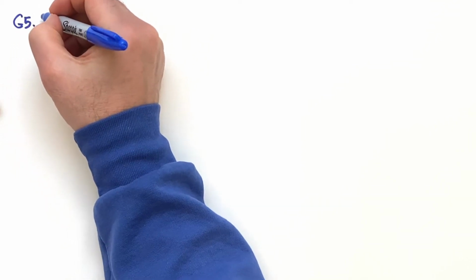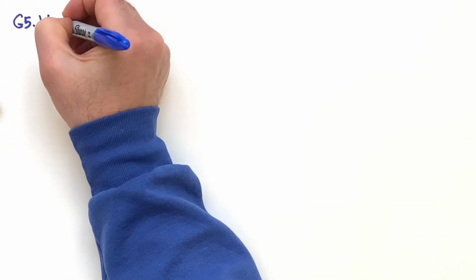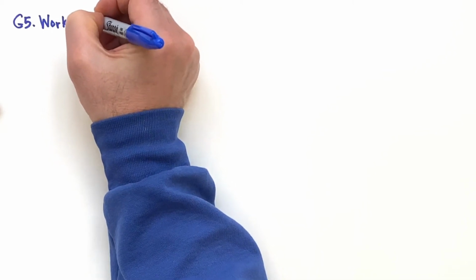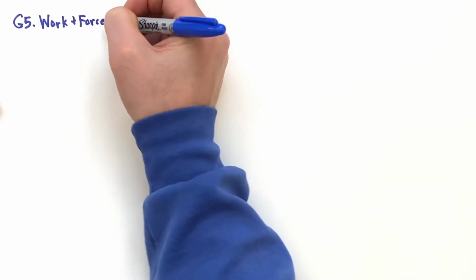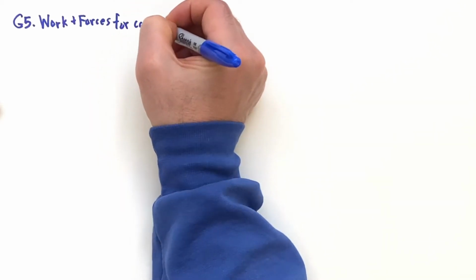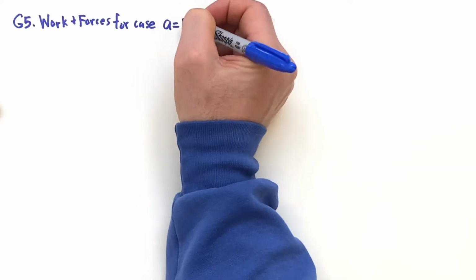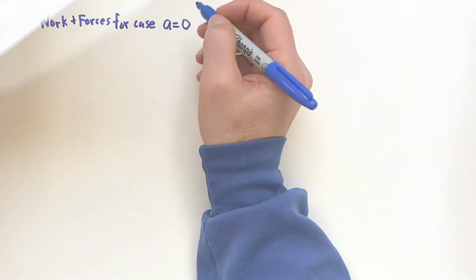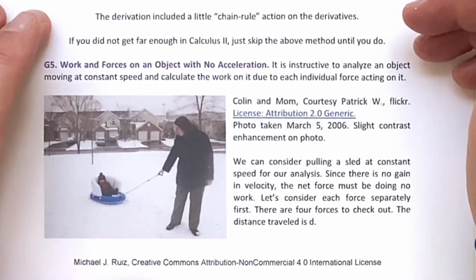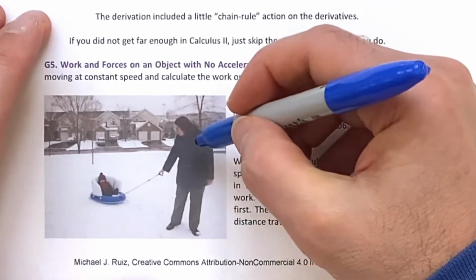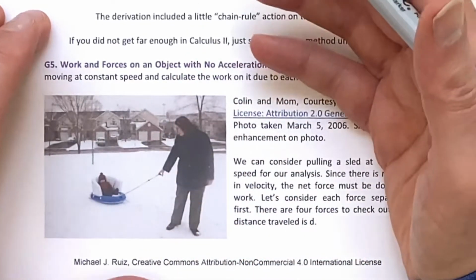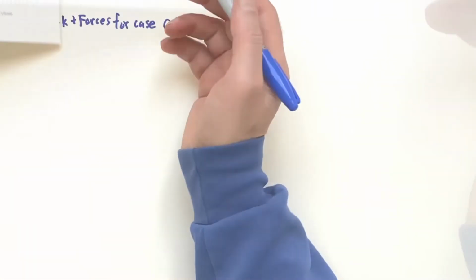Section G5, I want to talk about work and forces for the case where the acceleration is 0. And the sled problem fits this criterion, where he talked about pulling the sled at constant velocity. So let's look at this problem again.